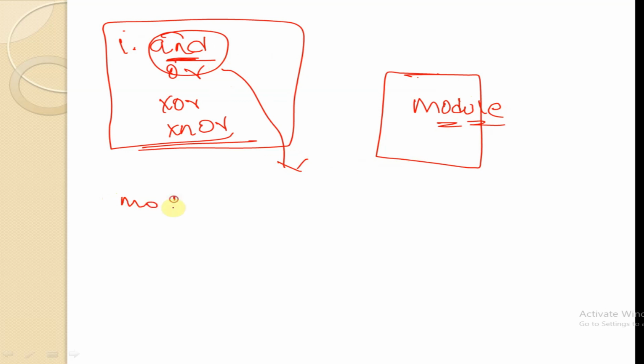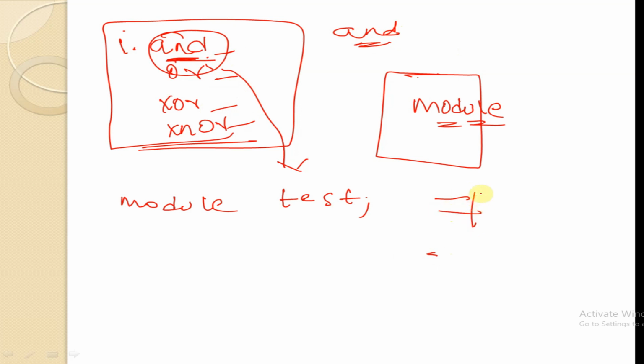For example, module test. Here these primitives are already present, like and, or, XOR, XNOR. Let's see how to use the and primitive. The and primitive acts like an AND gate. We already know how an AND gate looks. I'm taking a two input AND gate. Let's say I1 and I2 are two inputs, and the output is out1. So this is an AND gate.